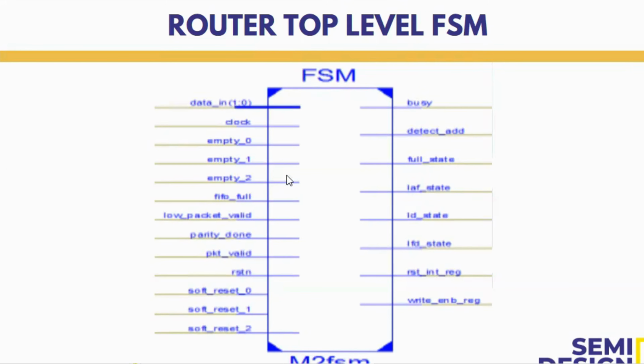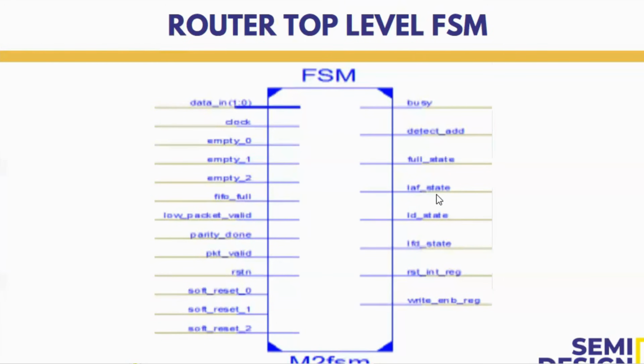So if the FIFO is full, you are getting the FIFO full input here, right? Based on that, it will give the full state as an output. Then LAF state. LAF state means load after full. Load after full state means your FIFO is already full. If your FIFO is full, you can't add further data. So what you will do, you will store the data in a temporary register.